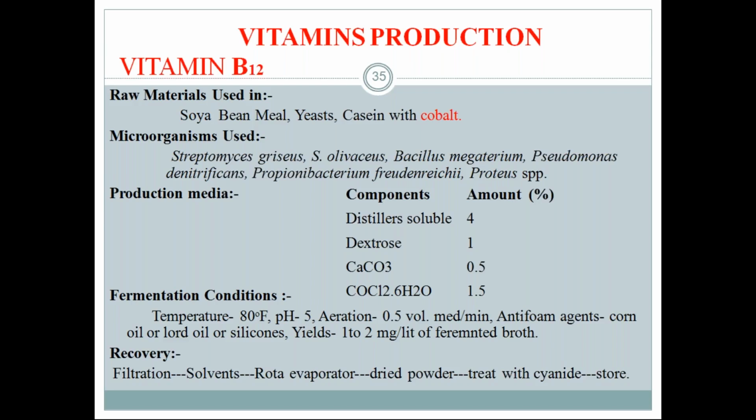Now in this slide you have to remember the raw material used in the vitamin B12 production, the microorganisms used in the vitamin B12 production, and the fermentation conditions.